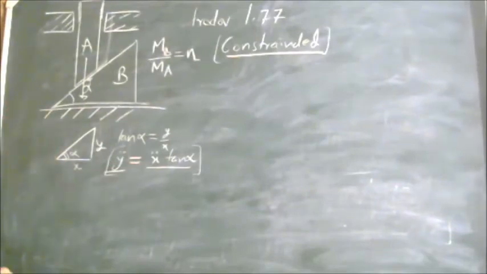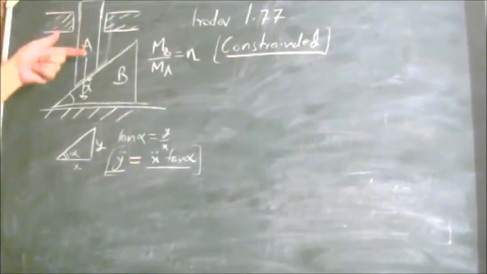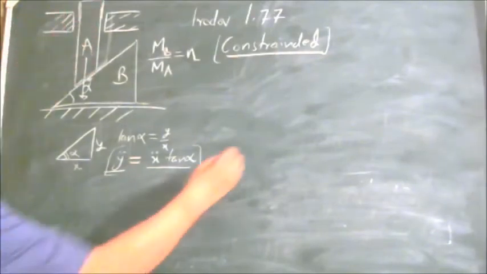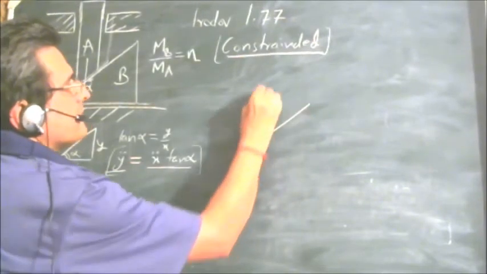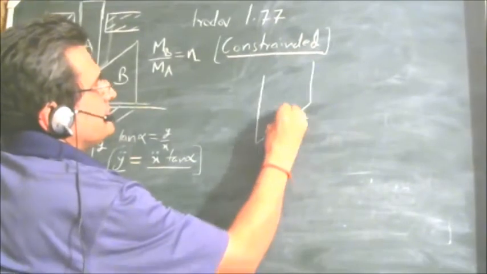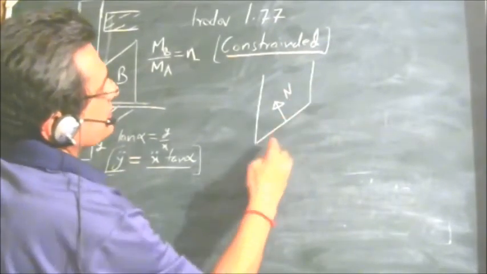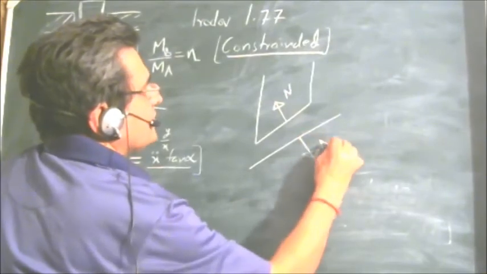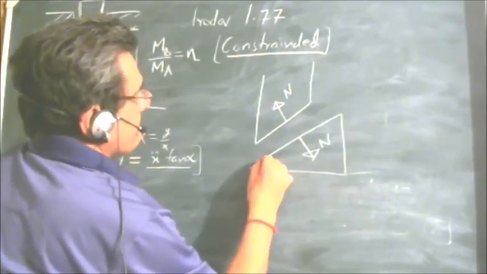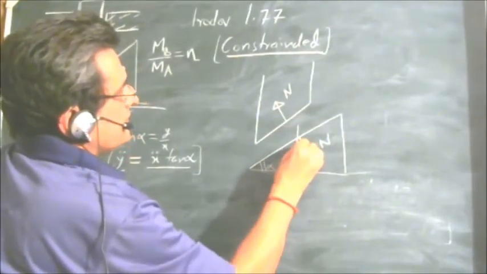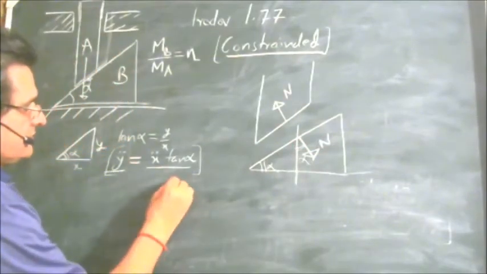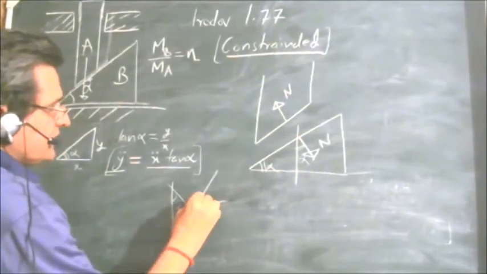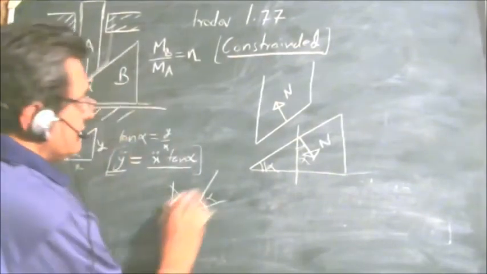Now let us apply the equation of motion for the block, for the rod or block, whatever we may call it, A moving in vertical direction. Let us see the free body diagram of A. This is the normal reaction which is acting on A, and the same normal reaction will act on the wedge. This angle is alpha, so this angle is also alpha. Always remember, if there is an angle between two lines, the perpendiculars to these two lines will always have the same angle alpha.